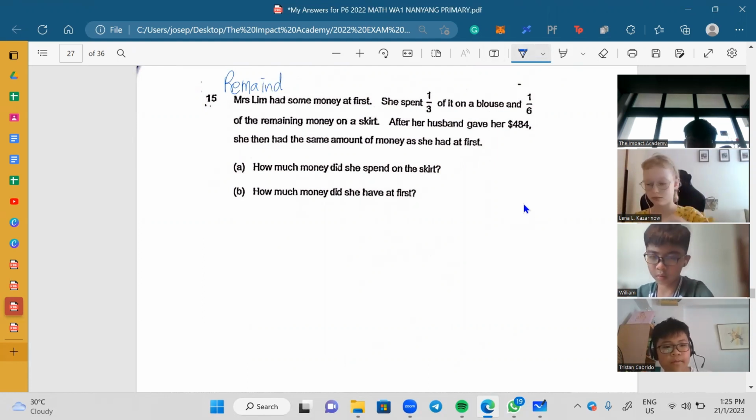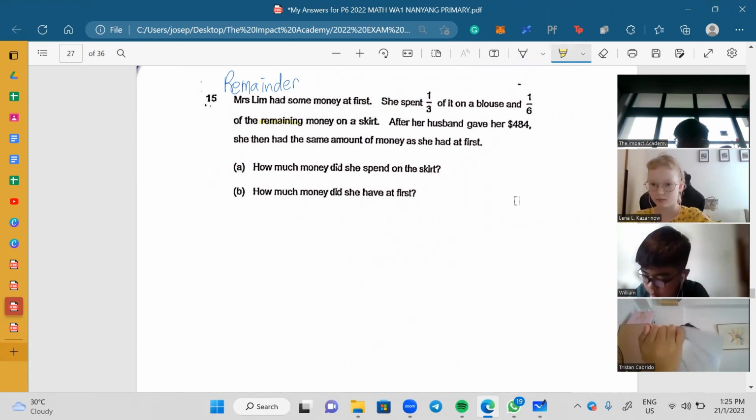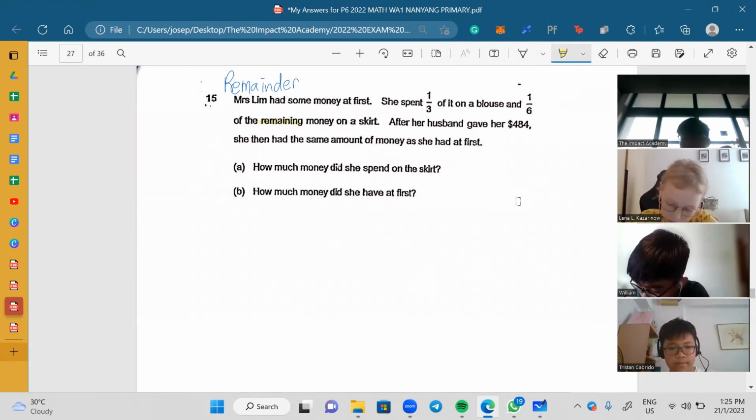Remainder over here. Now, how do I know that? Simply because of the word remaining. Am I making sense here? I repeat that again, simply because of the word remaining, okay?